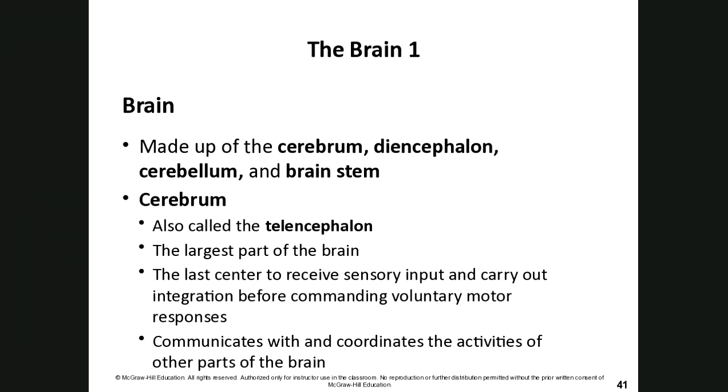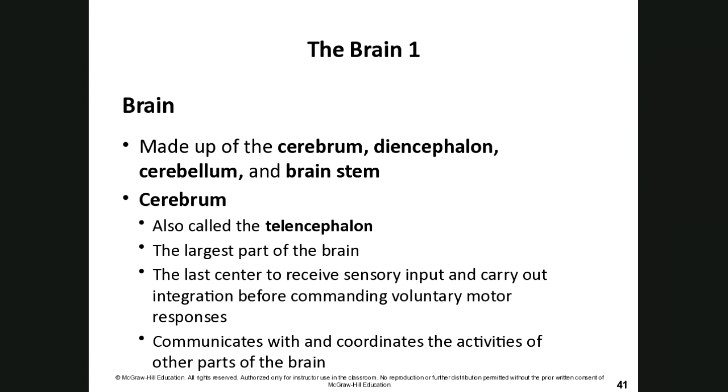The brain is made up of these big portions called the cerebrum, the diencephalon, the cerebellum, and the brainstem. First, let's hit the cerebrum. The cerebrum also has another name, the telencephalon. It's the largest part of the brain. This is the last center to receive any of that sensory information and to carry out that integration before voluntary motor responses.